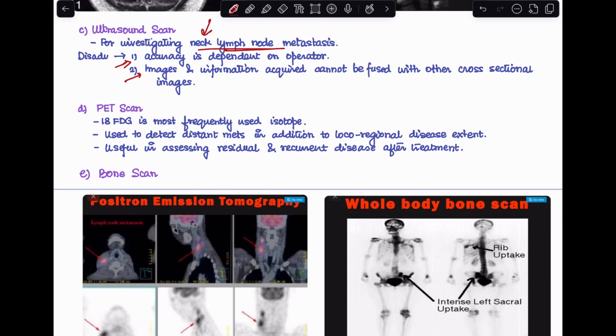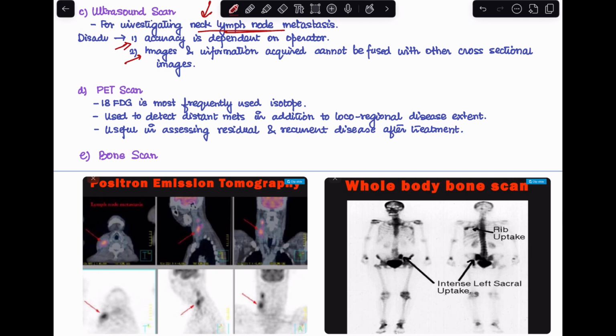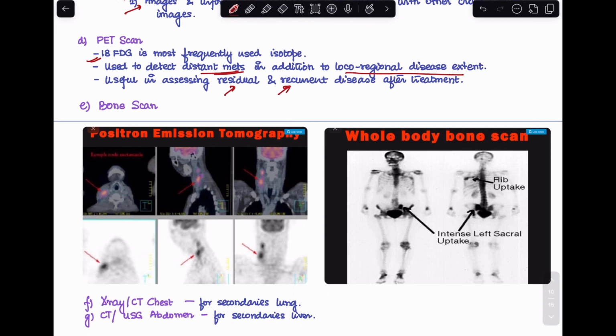Next is PET scan. Now, PET scan is important to find out any distant metastasis presence in the case or not. In this case, 18 FDG is the most frequently used isotope. This will help us in finding out distant metastasis along with the extent of locoregional disease. And not only that, it will also help us in finding out residual disease and recurrent disease after treatment is done. So that is how PET scan is important.